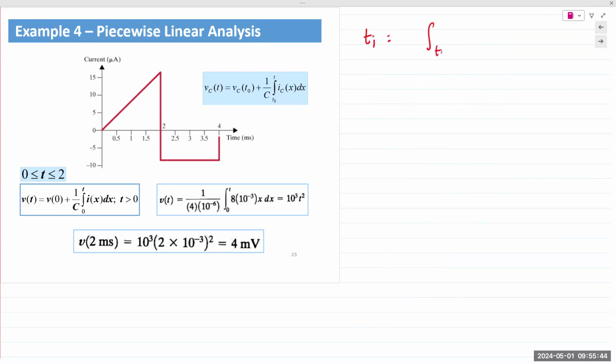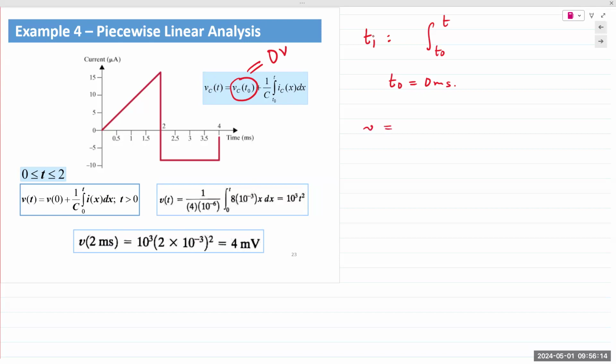is T0 to T. T0 is 0 milliseconds. X squared over T. Wait, hold on. This right here is equal to 0 volts, the initial stored energy, because there is no initial stored energy on there.